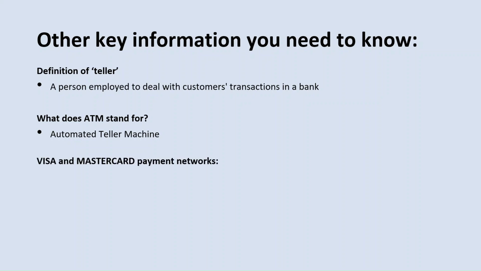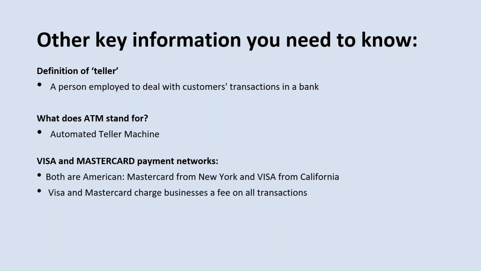Now, Visa and MasterCard are the two organisations, the two payment networks that provide the vast majority of credit cards. Both are American. MasterCard is from New York and Visa is from California. And the way that they make money is they charge businesses a fee on all transactions. So whenever you make a transaction with your credit card, the business will be charged a small fee on that transaction, and that's how they make their money.